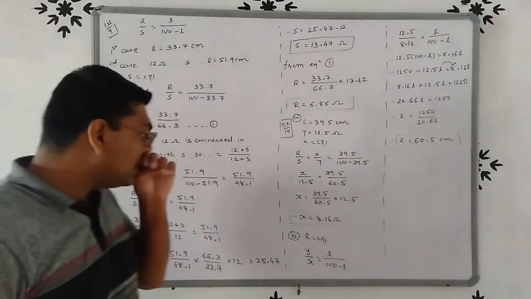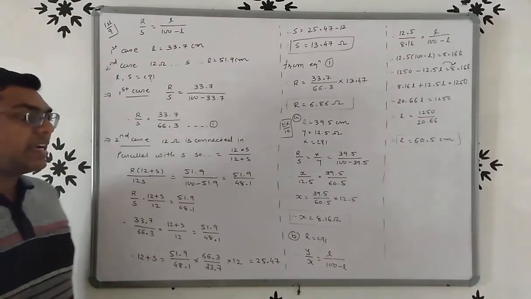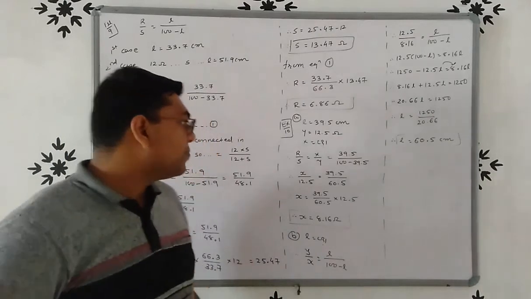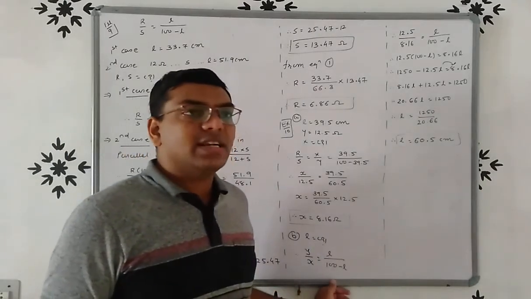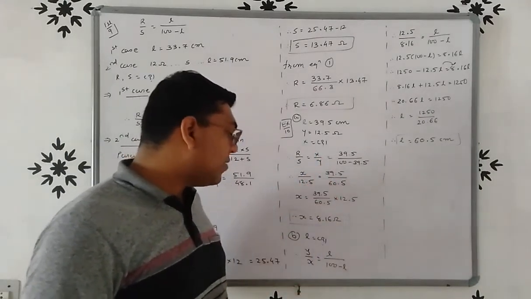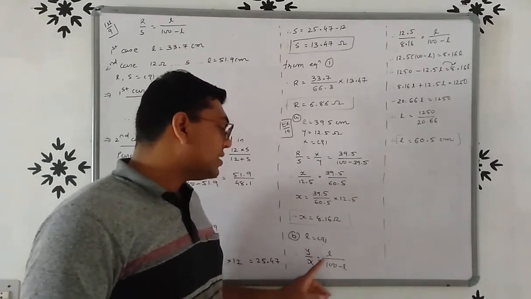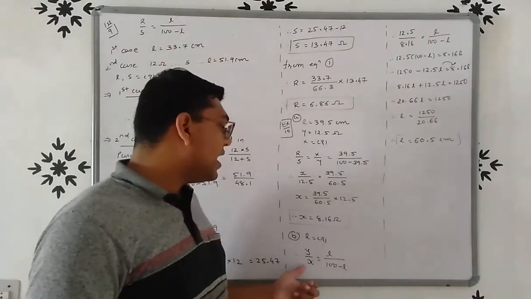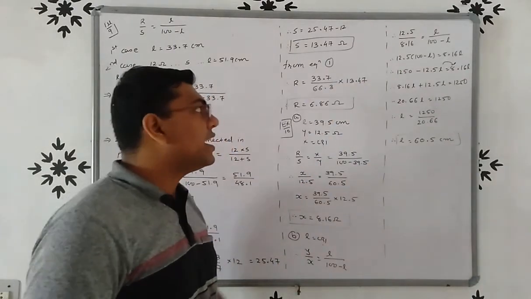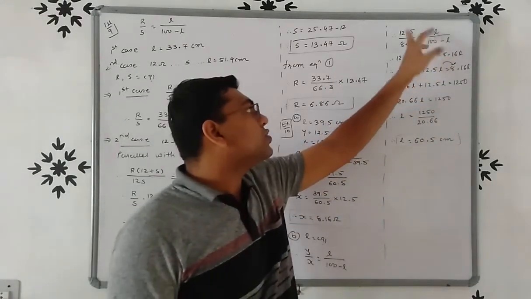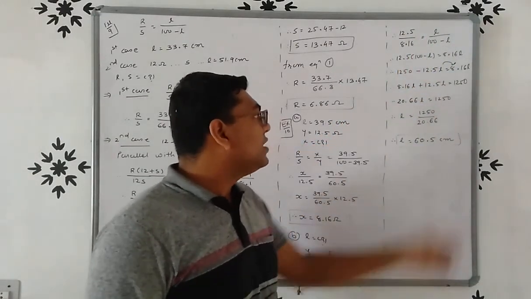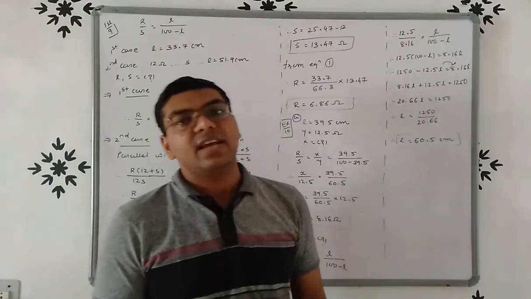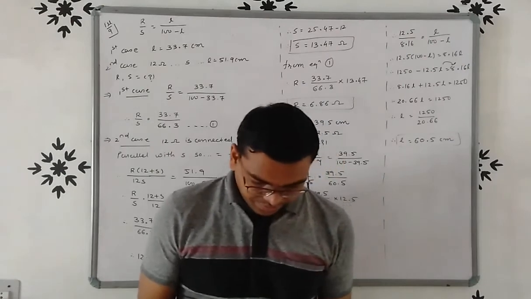Right. Again friends, here in the second case the X and Y are interchanged. We have to find out the balance point here. So instead of X by Y we have to write Y by X is equal to L upon 100 minus L. Now we know the value of Y and X. So we put the values of Y and X. Then we take the cross product. Then after solving this we get the value of the null point or balance point is 60.5 centimeter. Right.